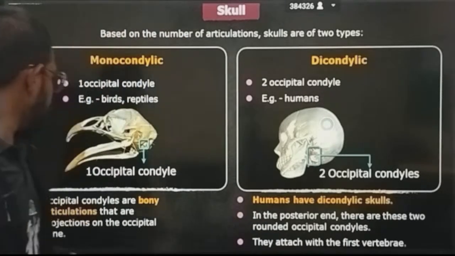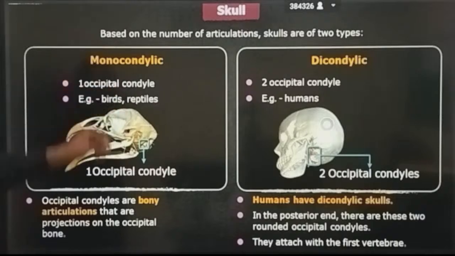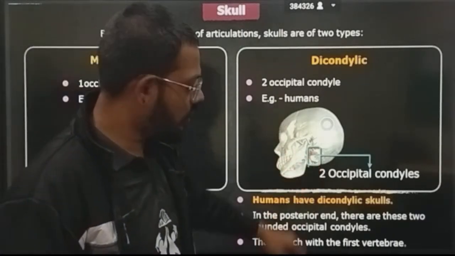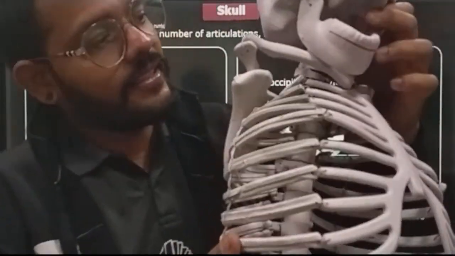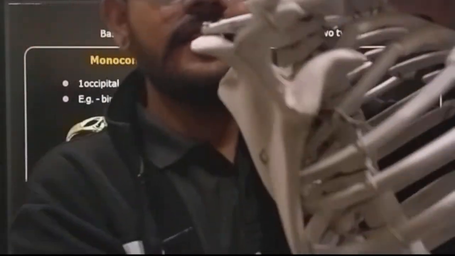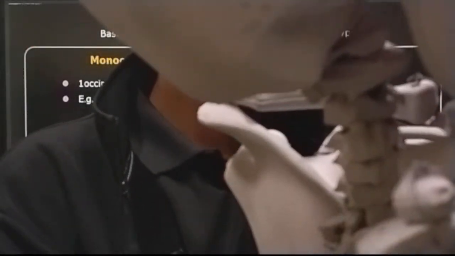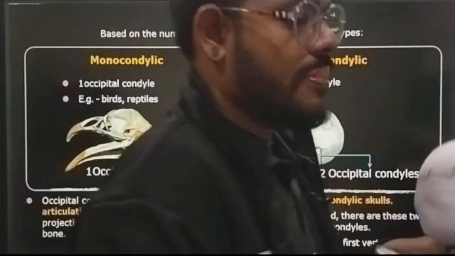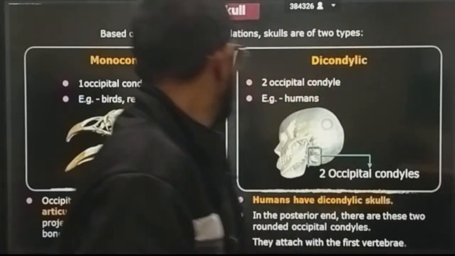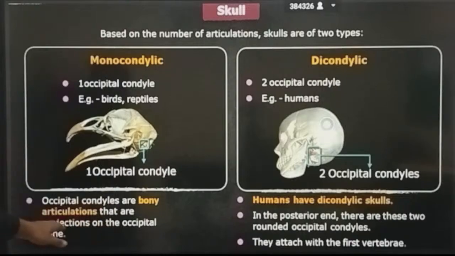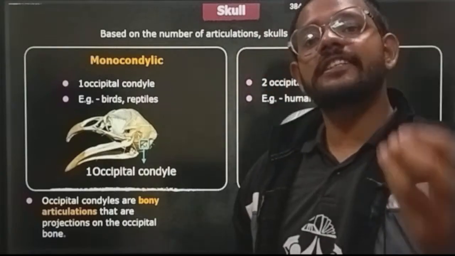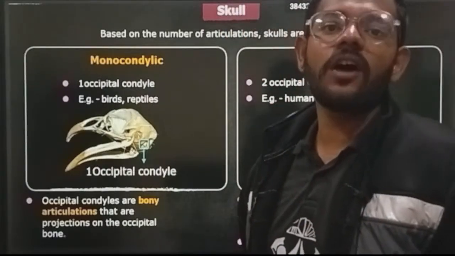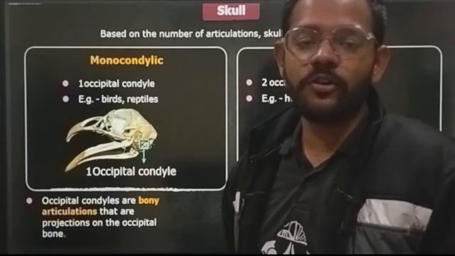dicondylic animals. So you can find here that one occipital condyle is only present in birds, and in humans you will find two occipital condyles. You can see here also, at the base of the occipital bone you will find these condyles. Occipital condyles are bony articulations that are projections of the occipital bone, which get embedded in the cervical vertebrae part of the vertebral column.